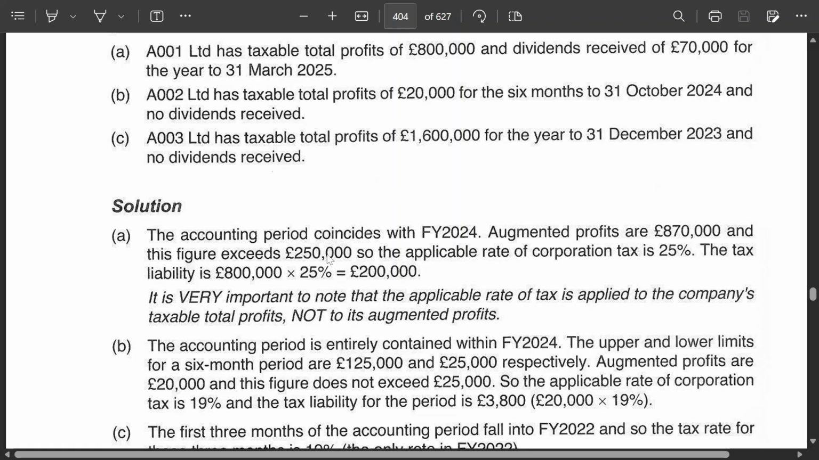Okay, very simple. Number two, now it is for 6 months. So now you've got to scale down.